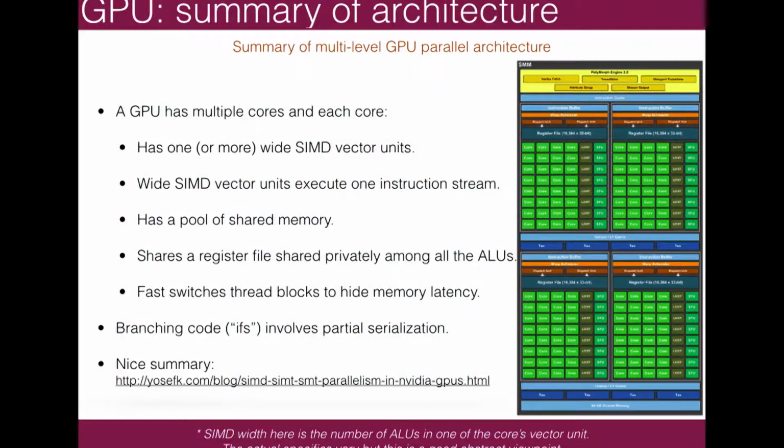There are some other details, but some of it's just terminology. A GPU has multiple cores. Each core has one or more wide SIMD vector units. The SIMD vector units execute one instruction stream. So if I'm going to send an instruction stream to one core, I'm actually sending it to all cores. Each core has a shared memory scratch space and a shared register file, and it can fast switch thread blocks or tasks to hide memory latency.